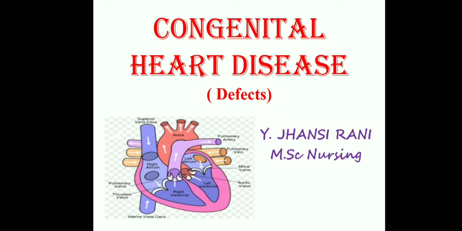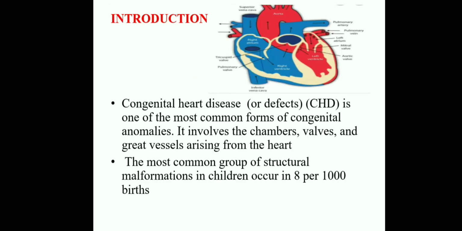Okay, let's move on to the introduction. Congenital heart disease or defects. CHD is one of the most common forms of congenital anomalies. It involves the chambers, valves and great vessels arising from the heart. It is the most common group of structural malformations in children, occurring in 8 per 1000 births.